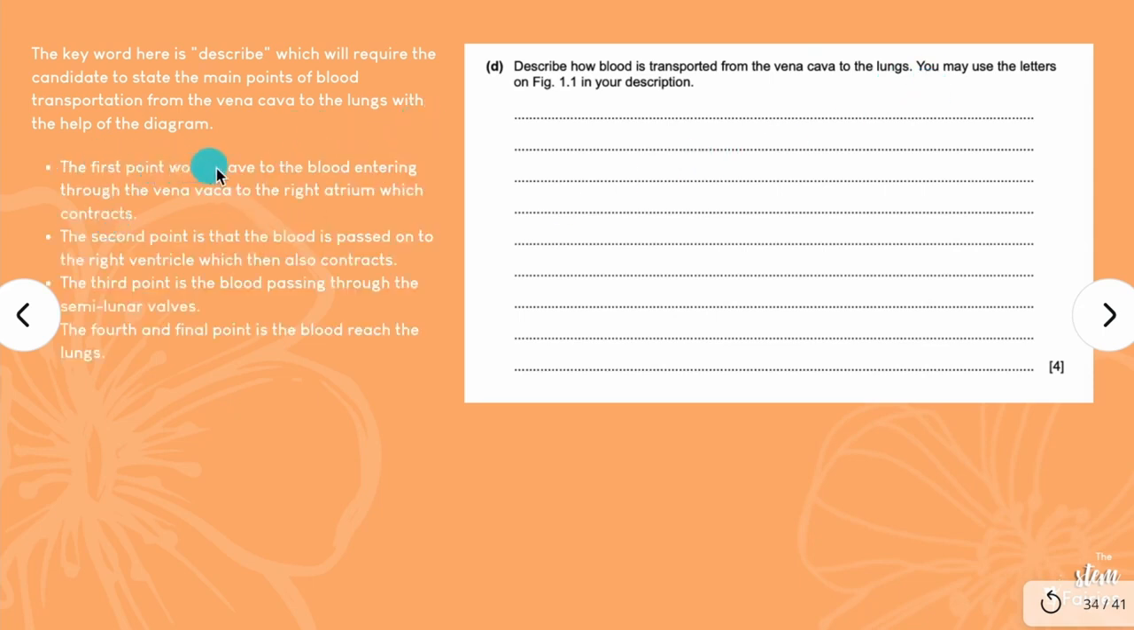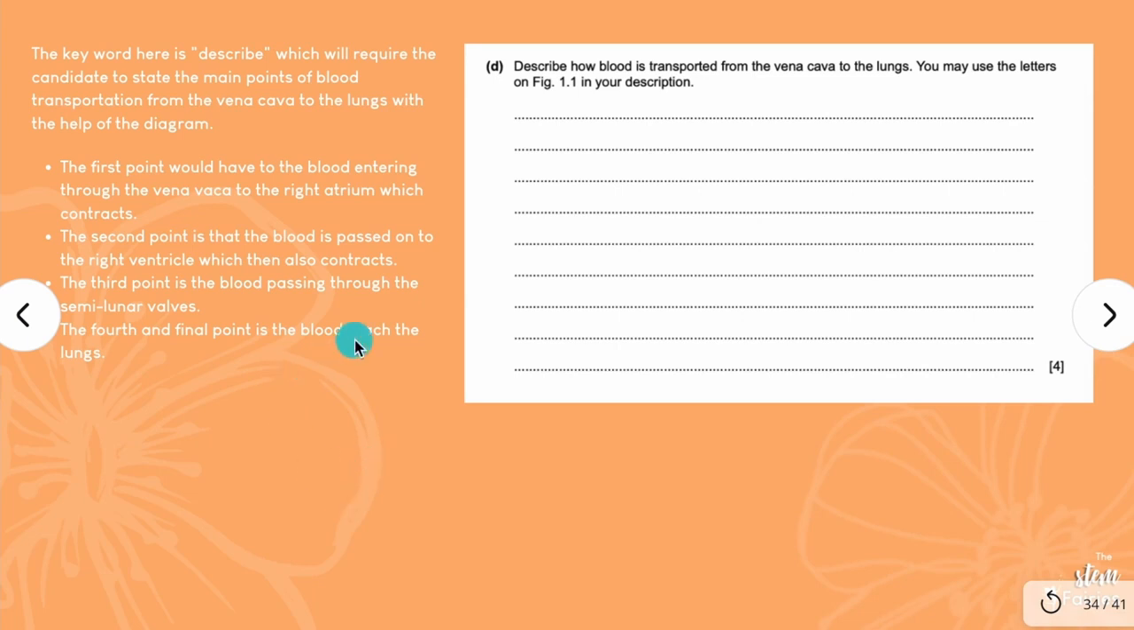So the first point would have to be the blood entering the heart through the vena cava, that's a typo there, it's cava like here in the question, to the right atrium, which contracts. The second point is that the blood is passed on to the right ventricle from the right atrium, which then in turn also contracts. The third point is the blood passing through the semilunar valves. And the fourth and final point is the blood reaching the lungs.